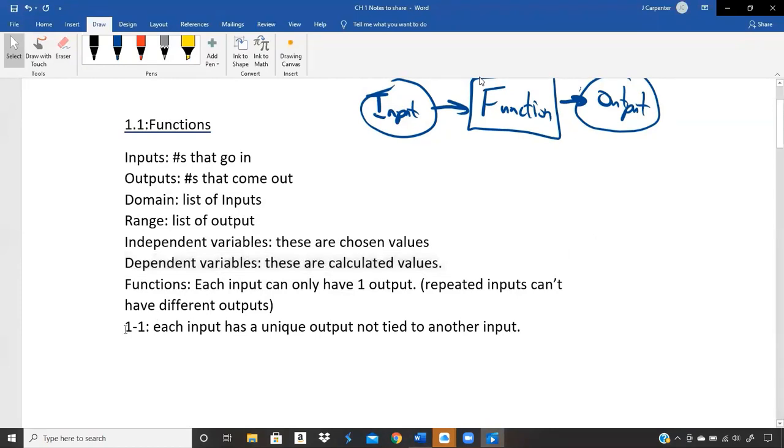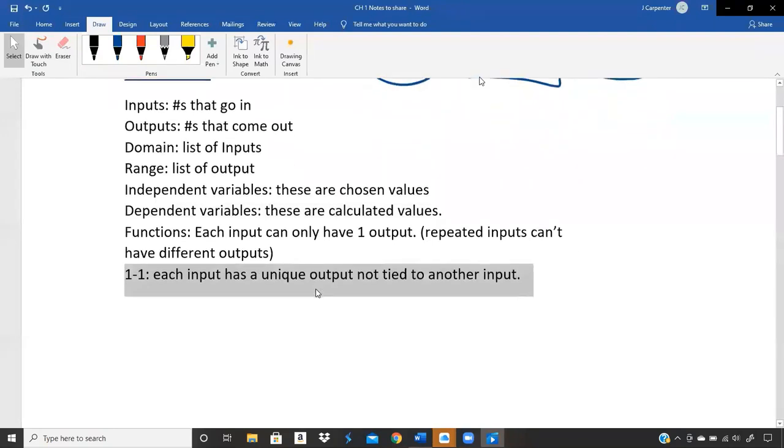A special definition that, again, something we won't really focus on for the rest of the course, but it's just good to introduce it with the idea of functions, is that a one-to-one function means that each input has a unique output not tied to another input. So I'm going to give you a couple quick examples of some things that are functions, some things that are not functions, and some things that are one-to-one.